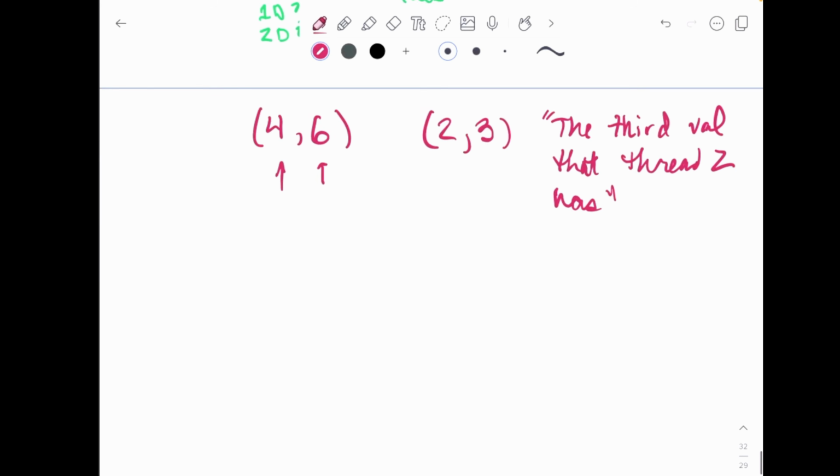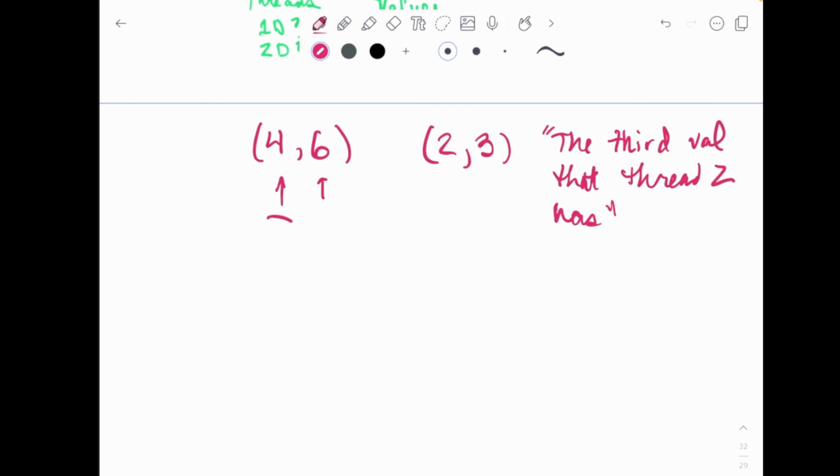But the point of the nestedness is that either of these could themselves be nested tuples. So I could think of the threads as coming in 3-dimensional coordinates, and the values themselves as coming in 3-dimensional coordinates. I could just keep talking, but I hope that answers the question.